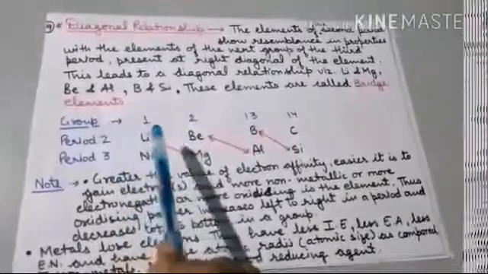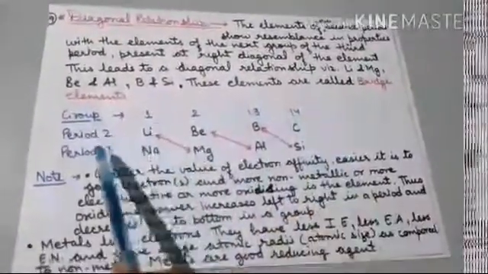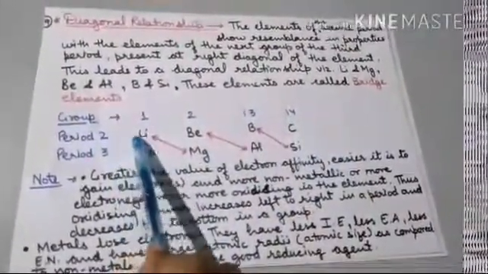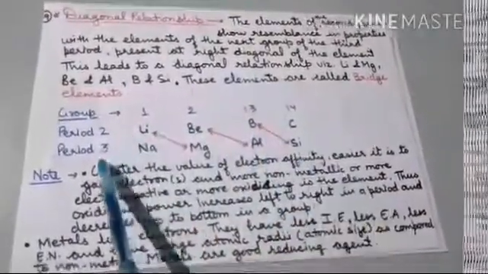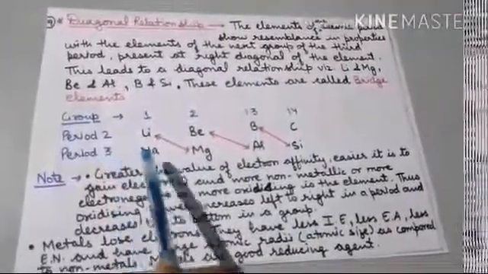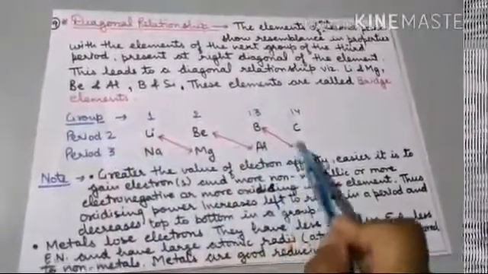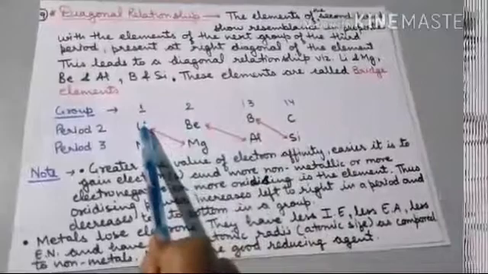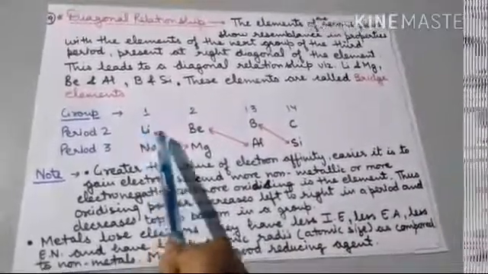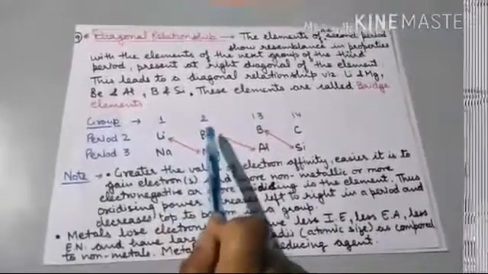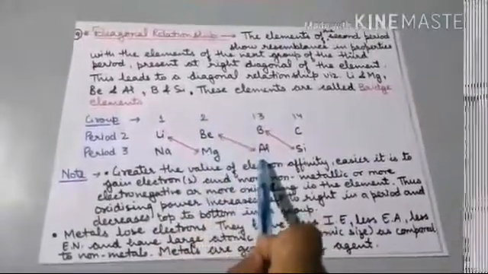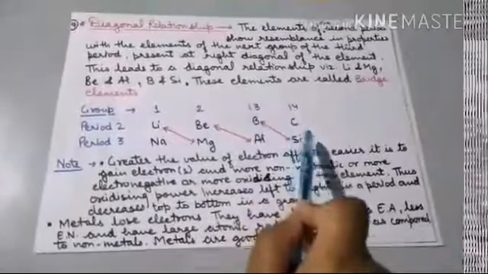See, here are group 1st, 2nd, 13 and 14. These are the elements of period 2, lithium, beryllium, boron and carbon. And these are the elements of period 3rd, sodium, magnesium, aluminium and silicon. So, lithium will show similar properties with magnesium, that is right diagonal relationship. Similarly, beryllium with aluminium and boron with silicon.